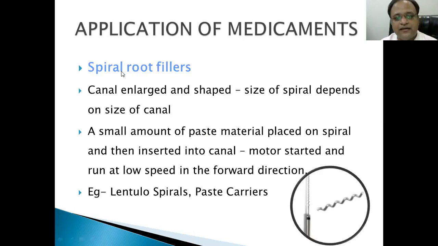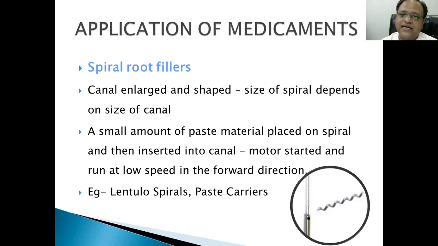So coming to spiral root fillers, canals are enlarged, or the biomechanical preparation, or as we say today, cleaning and shaping has been done. After that, the size of the spiral depends on the size of the canal. That means if you have bigger canals or single canals that are huge enough, like distal canals of mandibular molars or palatal canals of maxillary molars, or central incisors in the maxilla, then you can use a bigger size of lentulo spirals, or a small amount of paste is applied in these spirals and inserted into the canal.